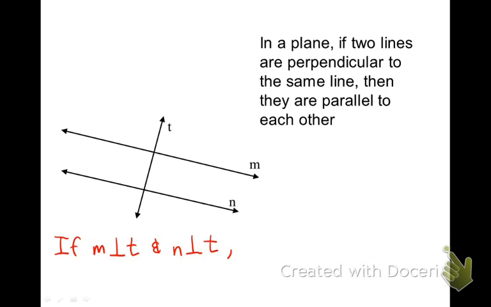If you have two lines that are perpendicular to the same transversal, then those lines have to be parallel to each other. That's obviously like the converse of the one we just looked at. So transversal T is perpendicular to line M and line N, and that means that lines M and N have to be parallel.